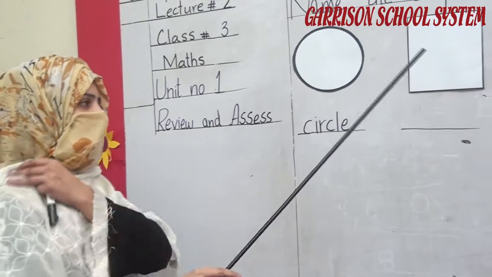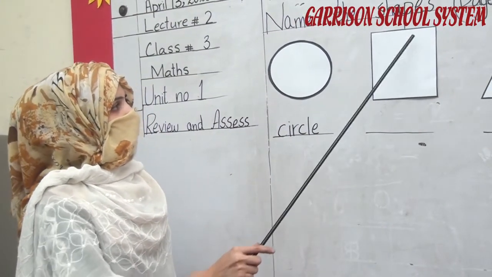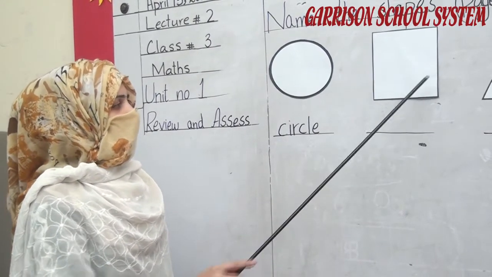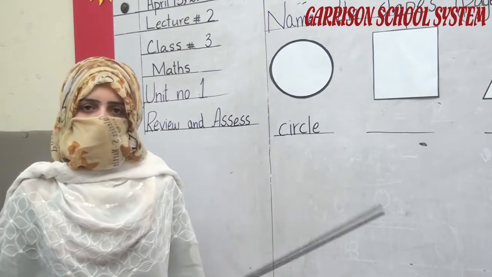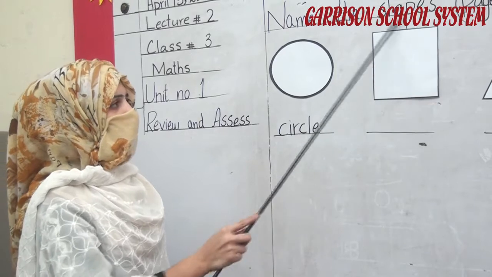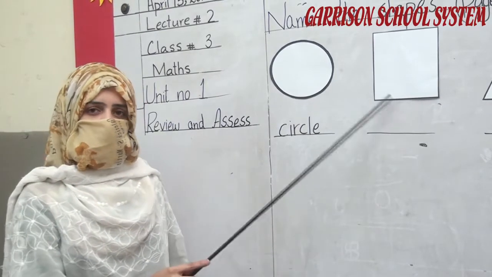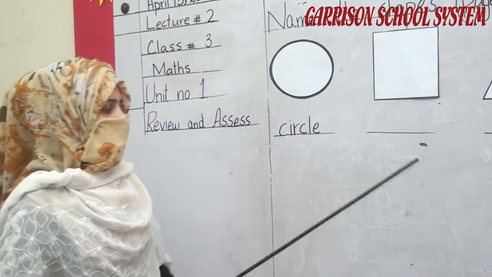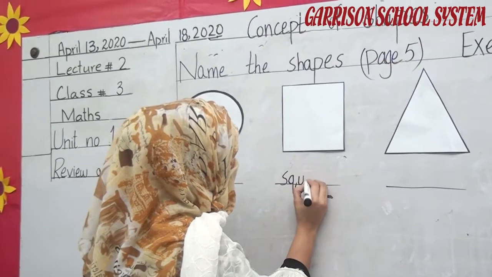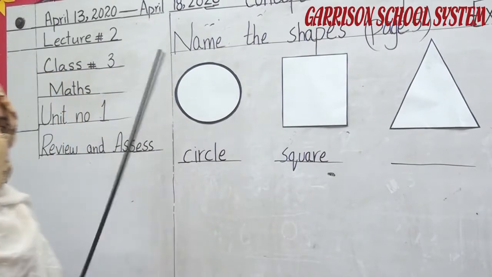Now look at the next shape. It has 4 sides. The 4 sides are equal. This side, this side. Look at the 4 sides. The 4 sides are equal and these are straight on all sides. So what is the name of this shape? The name of this shape is square. S-Q-U-A-R-E.